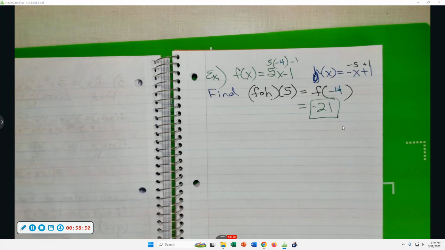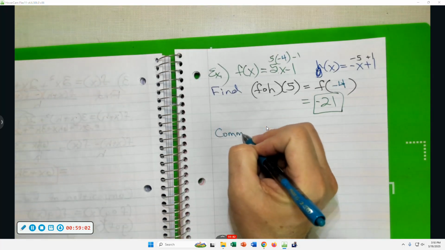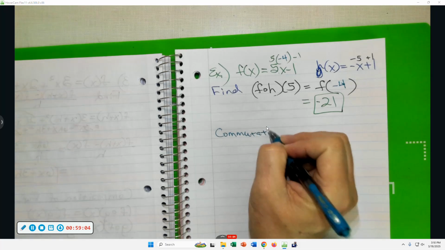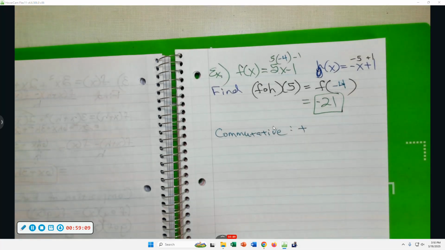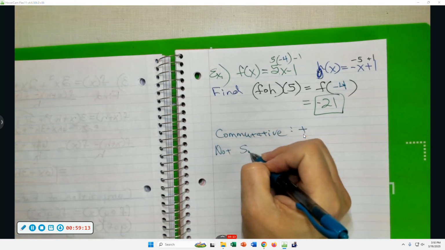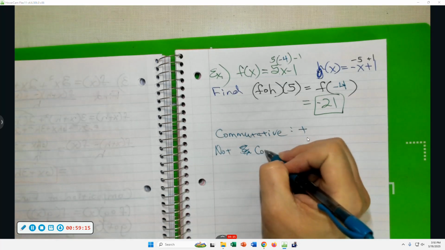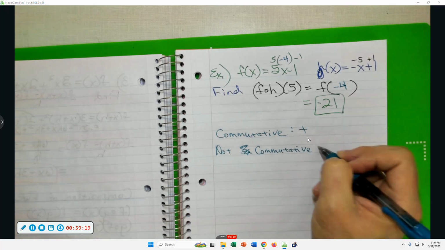Now, operations are classified as commutative or not commutative. Addition is commutative. A plus B always equals B plus A. So, commutative means it doesn't matter the order in which you add them. You're going to get the same thing. What about subtraction? I'm going to classify all the operations, we have 5 of them.